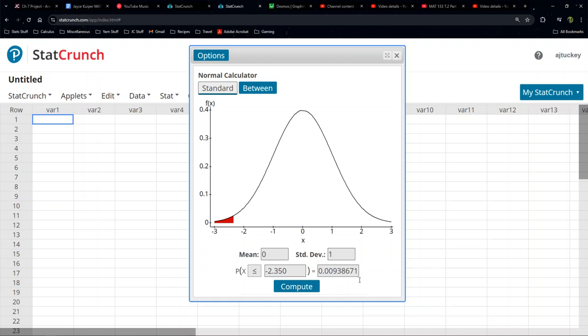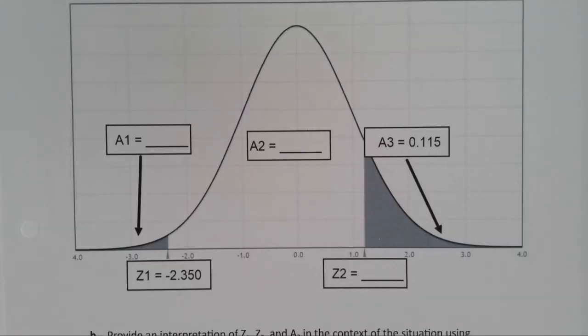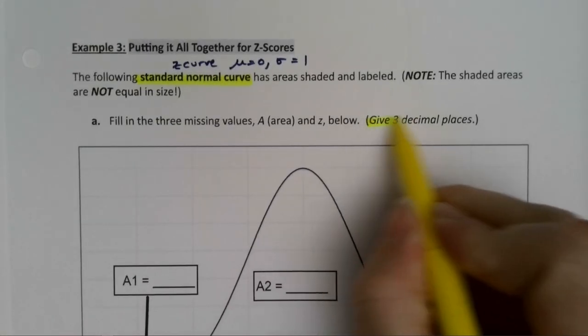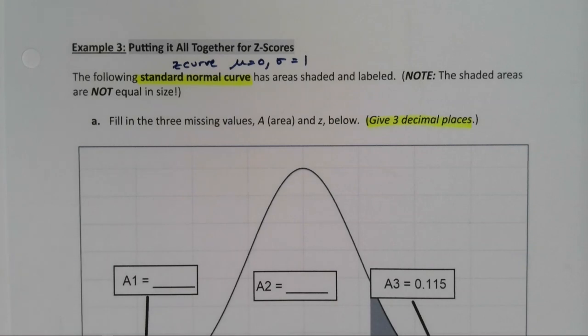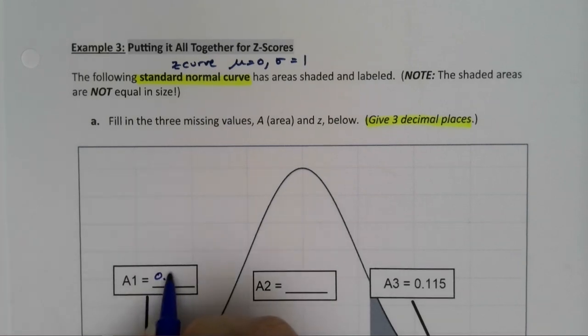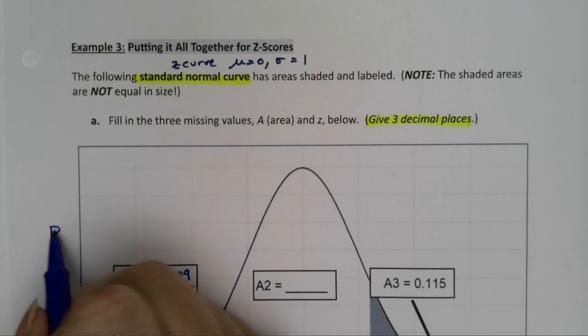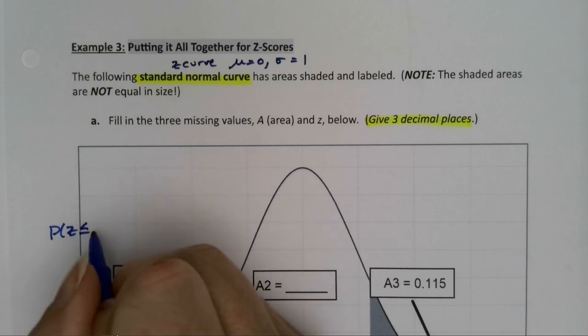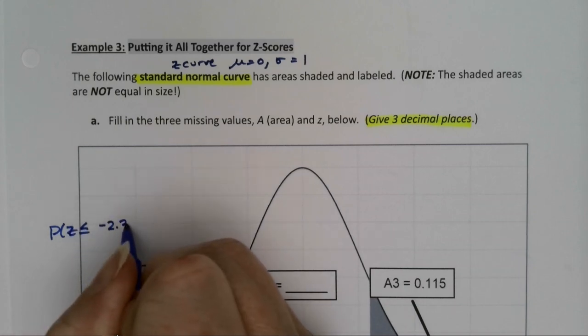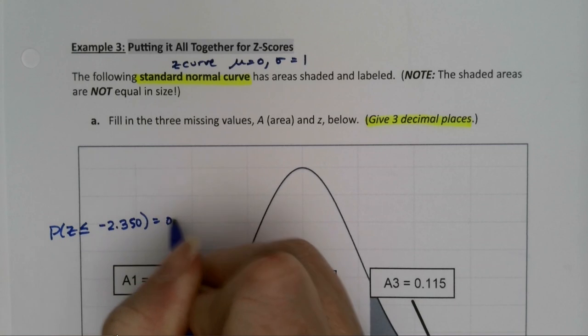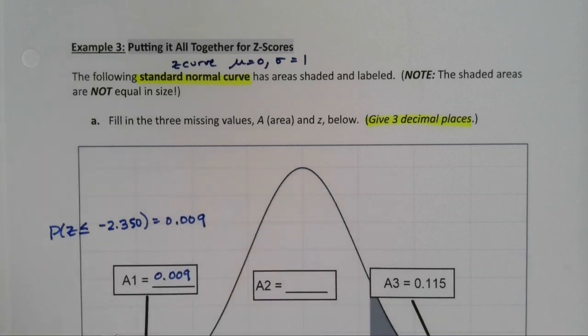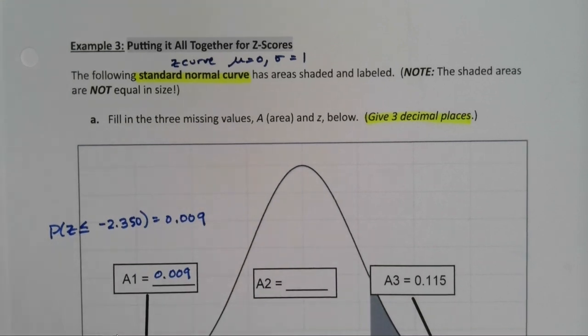Now I'm going to round this to 3 decimal places because that's what it asked me to do. It said right up here to give 3 decimal places. So that's what I'm going to do. So this value is 0.009. And let me show the work. It's the probability that z is less than or equal to negative 2.350 equals 0.009. And that was the answer we were looking for, the 0.009.